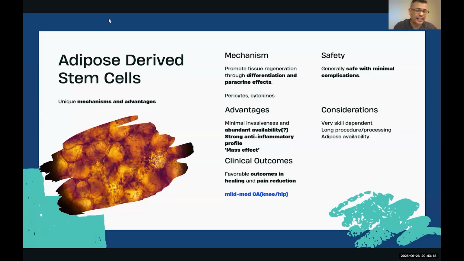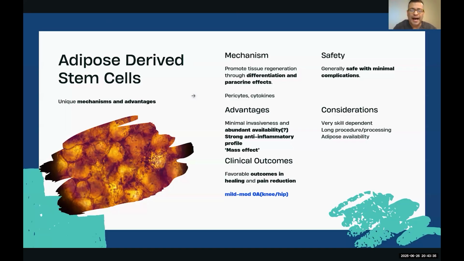Now, it has shown to have great outcomes in healing and pain reduction. It can be used for mild to moderate osteoarthritis, even in some cases of severe osteoarthritis, but especially of the knee and hip. Now, it has multiple uses.